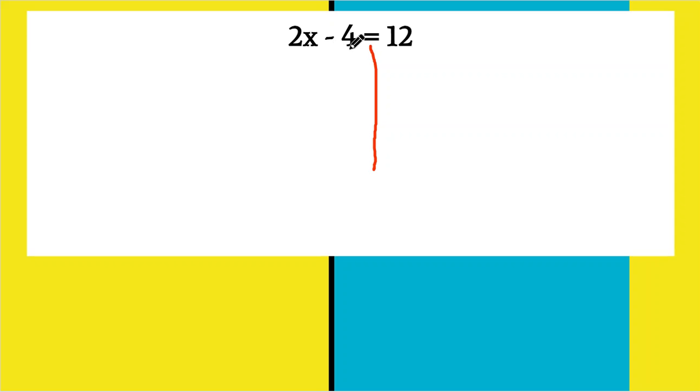So I see this is a minus 4. We always do the opposite. So if it's a minus 4, I'm going to do a plus 4 to get rid of this and leave me with 2x on my left side.